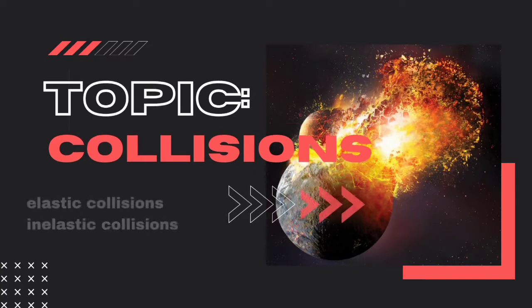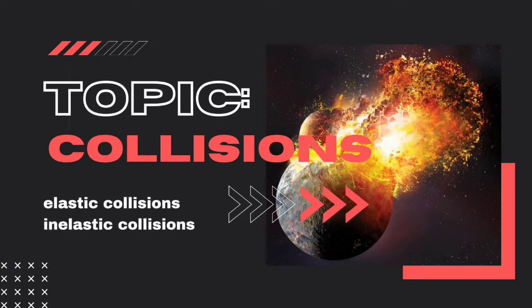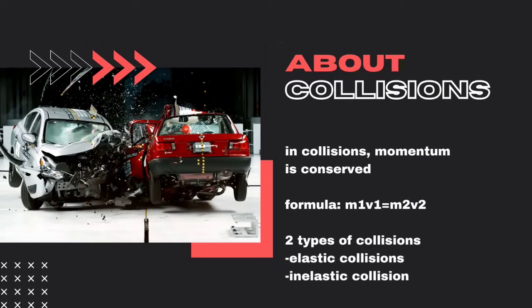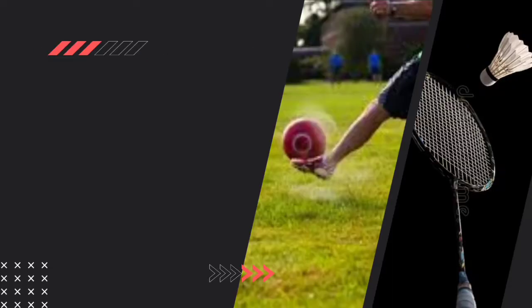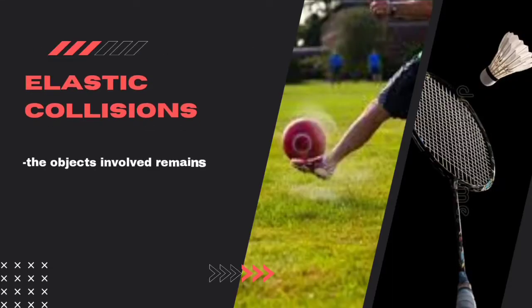Now, we will discuss collisions. There are two types of collisions: elastic collision and inelastic collision. In collisions, momentum is conserved. We use the formula m1v1 equal to m2v2. Let's talk about elastic collisions.